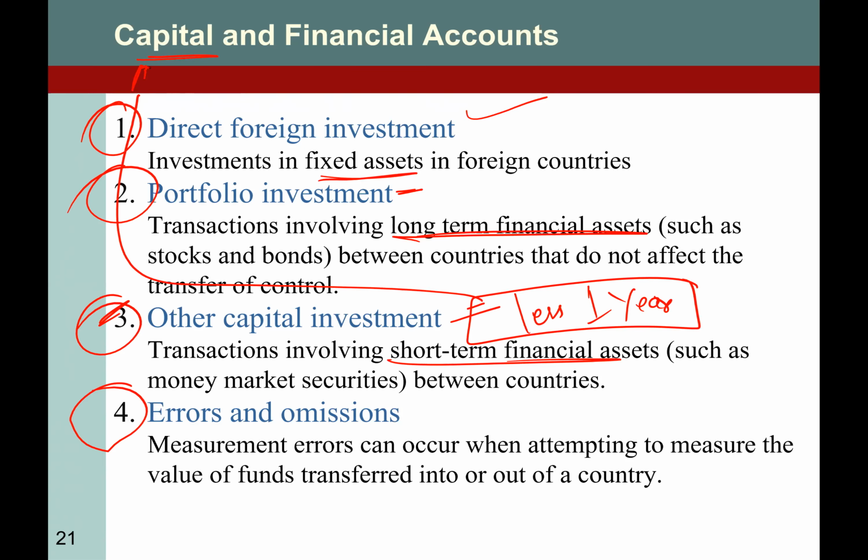Normally, if the life of the instrument or investment is more than 1 year, then we record it in the capital and financial account. But the country's capital account also includes less than 1 year for just financial assets. Remember this one, financial assets, which means money market securities. And the fourth one is error and omission. Software cannot make errors; it's a human decision or human error. If somebody enters wrong figures, you can also have errors, and reverse entries. You can do that.